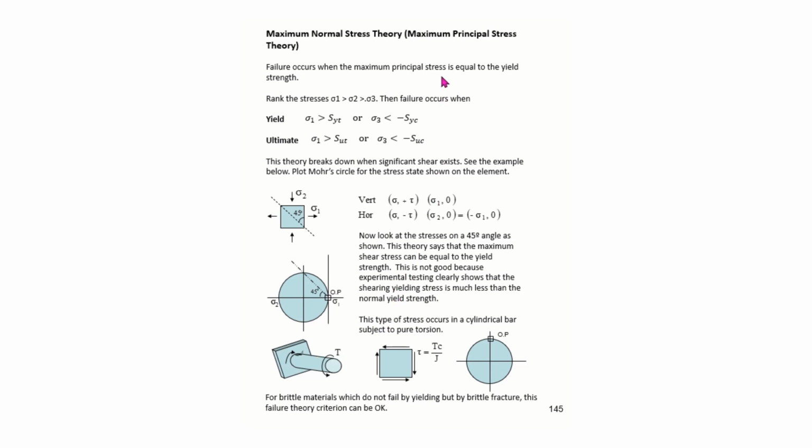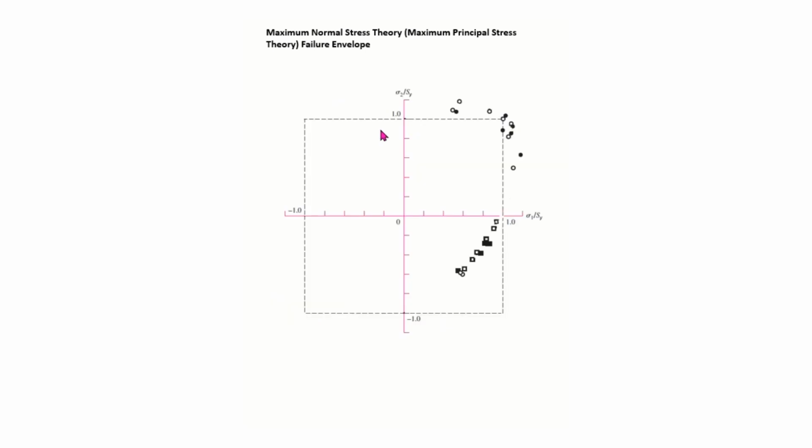Now this is the one you've likely been using as a failure theory up to now. But now we know better. We know this failure theory is not very good for ductile materials, and we know why: it predicts that the shear strength is much larger than it actually is. If we take this failure equation right here, sigma 1 greater than SYT and sigma 3 less than SYC, and plot it on a stress plot, we get the following.